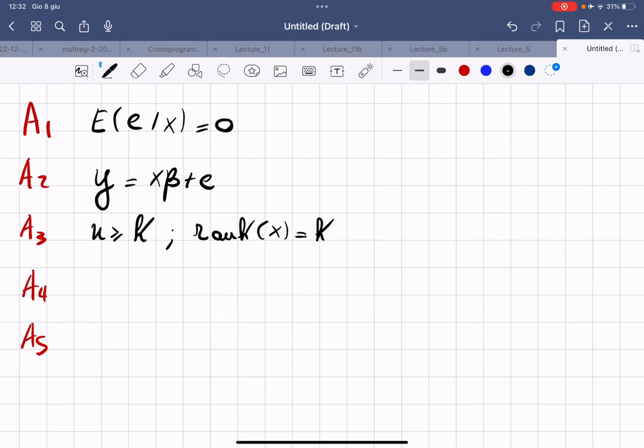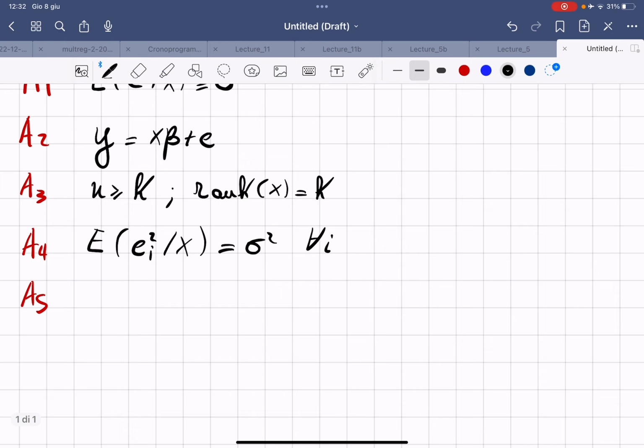Then we need the homoscedasticity assumption, that is, the expected value of the residual squared given X is equal to sigma squared for each i. And then we need no serial correlation between the residuals, that is, the expected value of the product of the residuals given X must be equal to 0 whenever i is different from j.